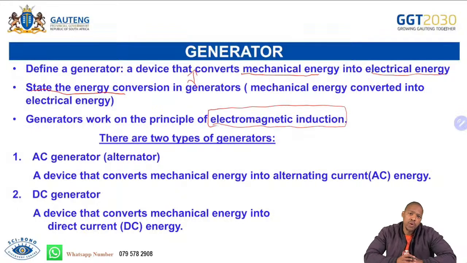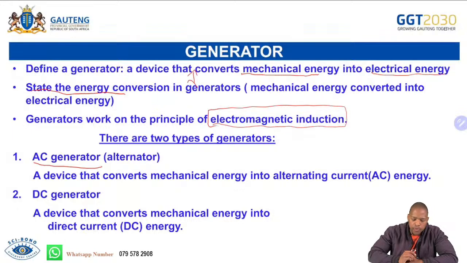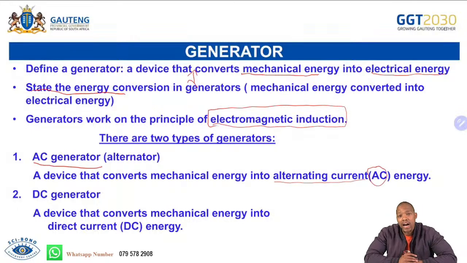We also need to know, grade 12, that there are two types of generators. Type number 1 is an AC generator, sometimes referred to as an alternator. An AC generator is a device that converts mechanical energy into alternating current energy, the abbreviation AC standing for alternating current. So what an AC generator does is convert mechanical energy into alternating current energy.